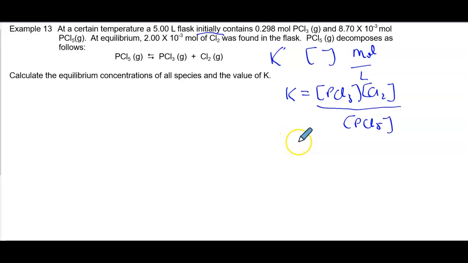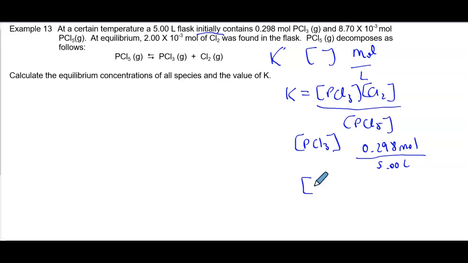So the first thing we're going to do is think about the concentrations, because no matter what, we have to have concentrations here, since we have either concentrations or pressures. So we're going to think about what the concentration of PCl3 is. To do that, we take moles over liter. So PCl3 is 0.298 moles over 5.00 liters. I'm going to calculate all these here in just a moment. I'm going to set them up first.